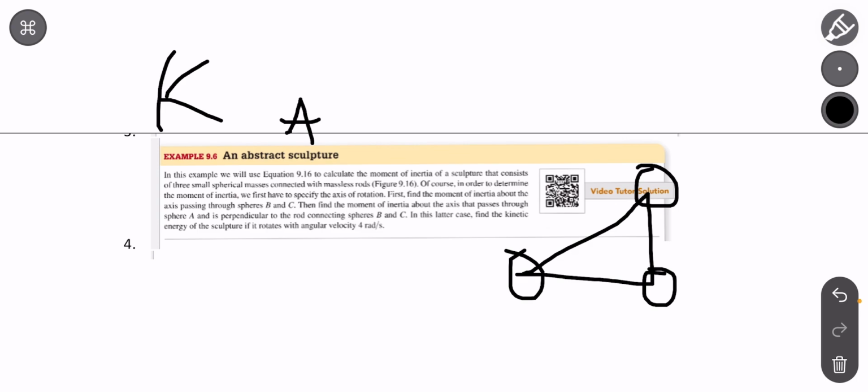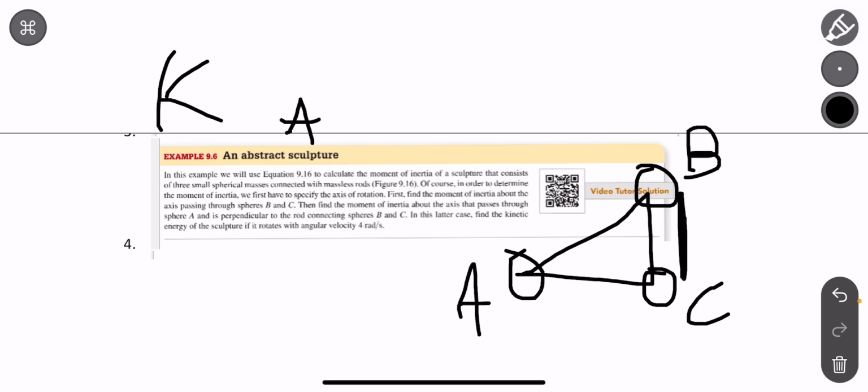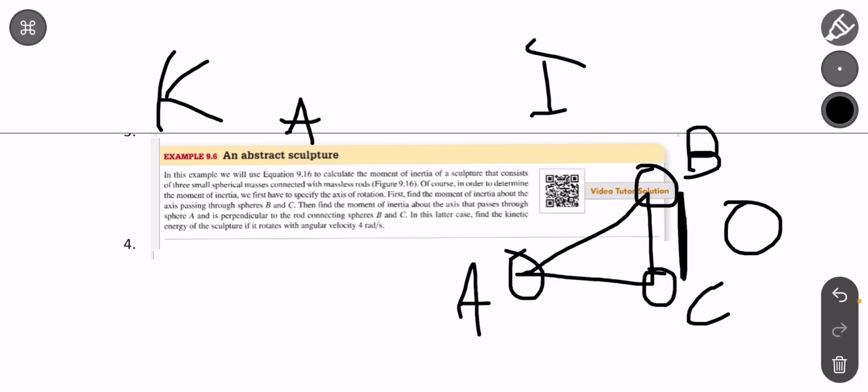We also know that for each calculation, we need to find the perpendicular distance from each sphere to the axis of rotation, and we'll model each sphere as a point. Say this is B, this is C, and this is A, and the axis passes through C and B. For those, the distance is going to be 0, because they don't really contribute to the moment of inertia. So only A really contributes.